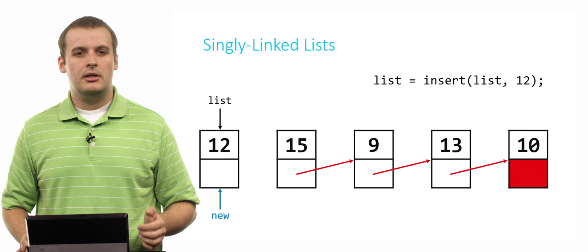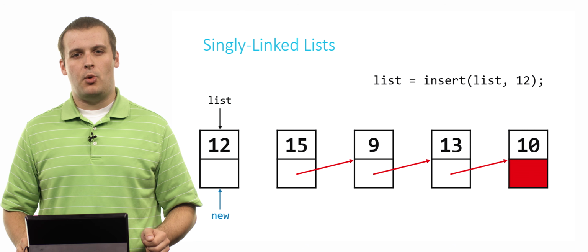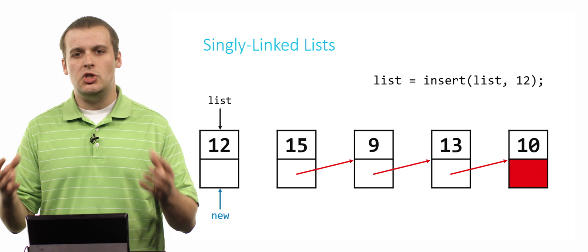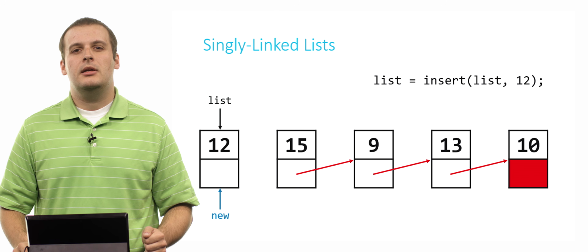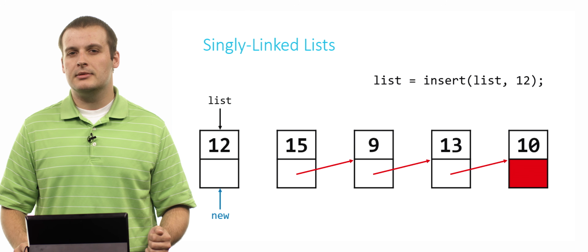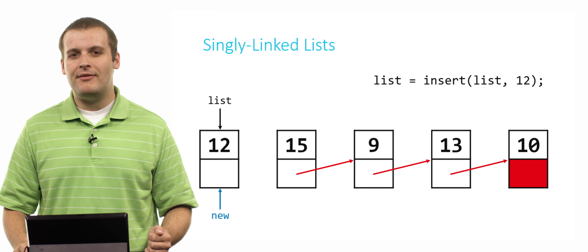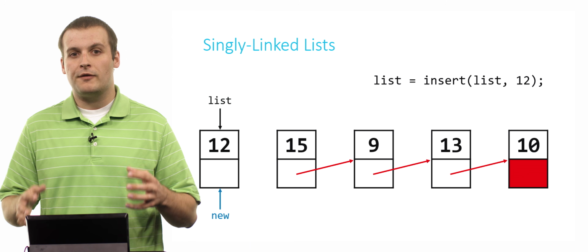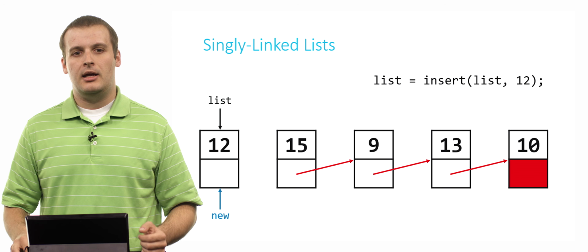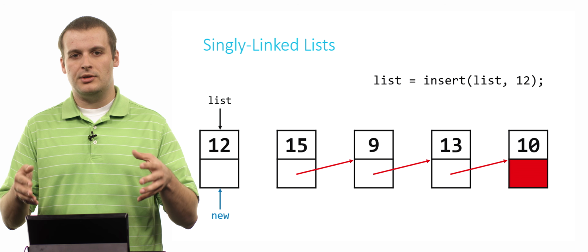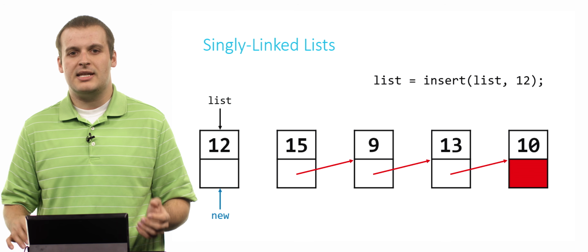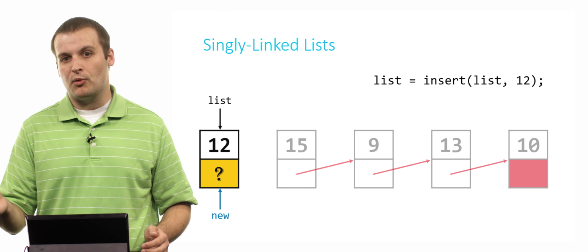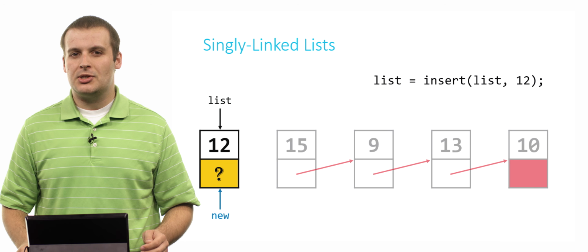OK, so that's good. So now where does 12 next point? I mean, visually, we can see that it would point to 15, right? As humans, it's really obvious to us. How does the computer know? We don't have anything pointing to 15 anymore, right? We've lost any ability to refer to 15. We can't say new arrow next equals something. There's nothing there. And in fact, we've orphaned the rest of the list by doing so. We've accidentally broken the chain. And we certainly don't want to do that.